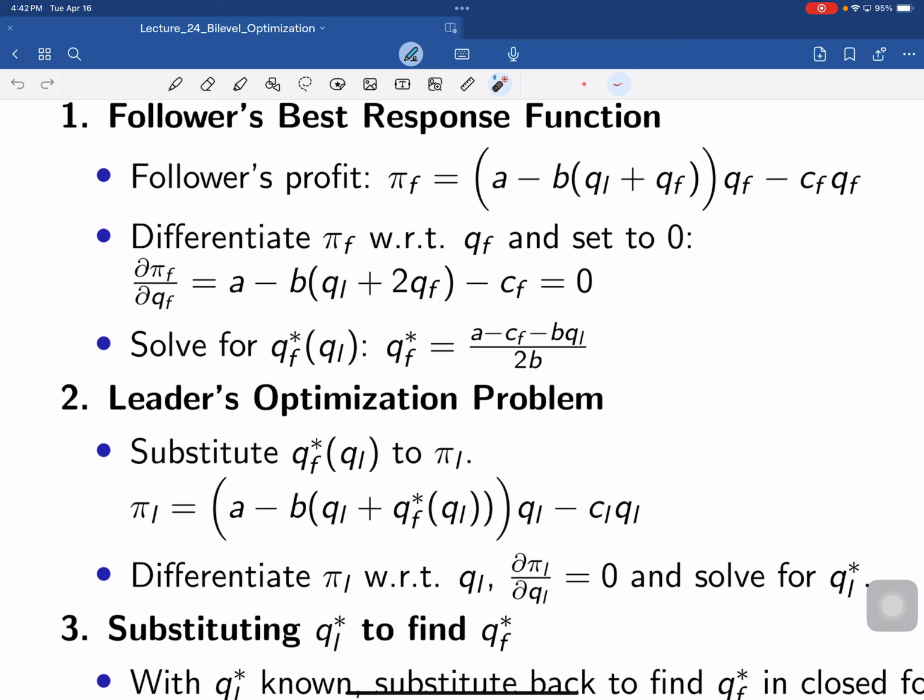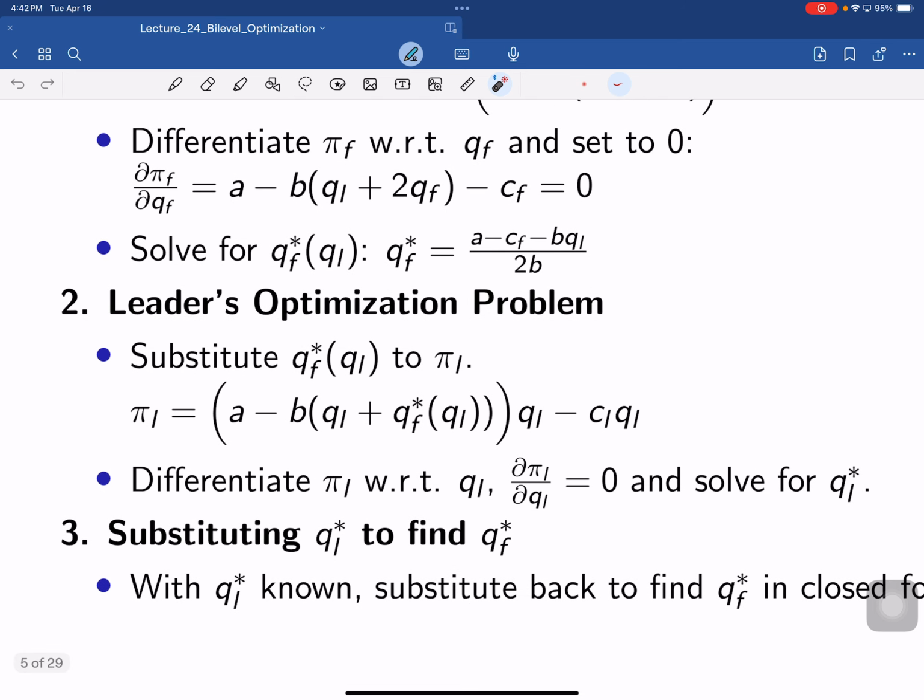Then you can decide what will be the leader's optimal production, right? Because you already take into account that the follower is going to react in a rational way to your production level. Okay, so you can just quickly check. This is also a very well-behaved function. You can just set the derivative to 0 and solve for the optimal production for the leader, right?